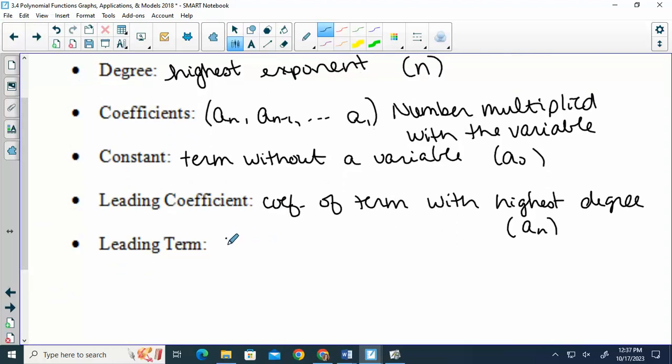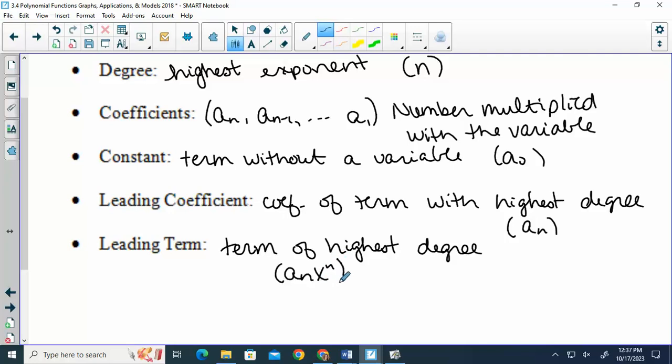The leading term is the entire term of highest degree. So that variable and coefficient together. So you're going to hear me use all of these terms throughout the next few sections. Mainly degree and leading coefficient will be the big ones that we're going to identify on every problem.